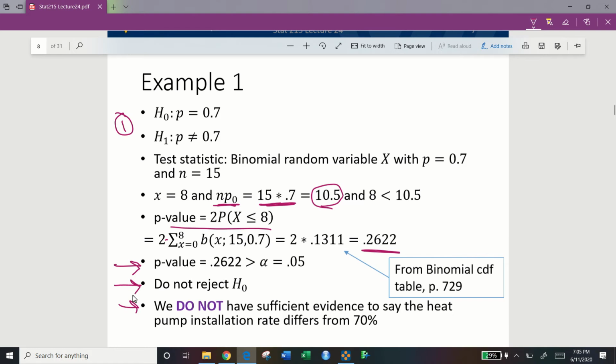Very good. You may want to consider redoing this problem at home because I know it's different than what you're used to.